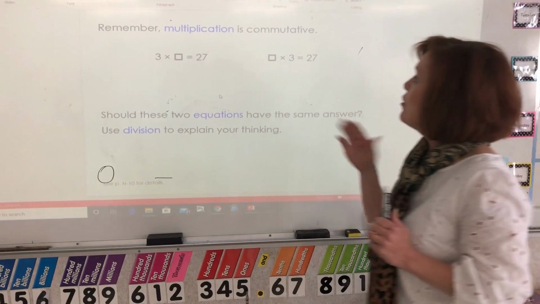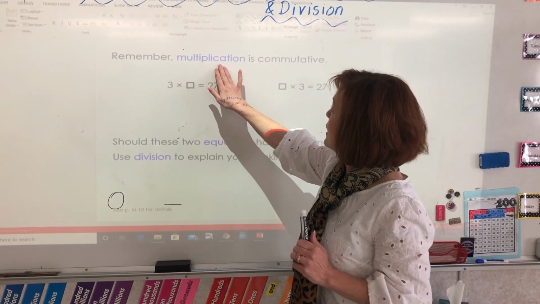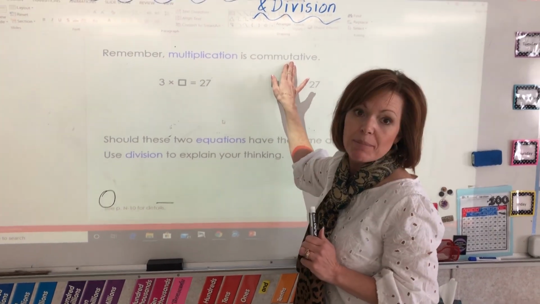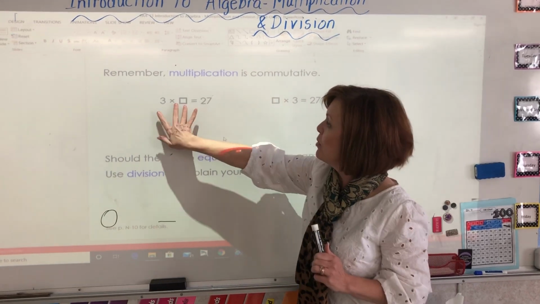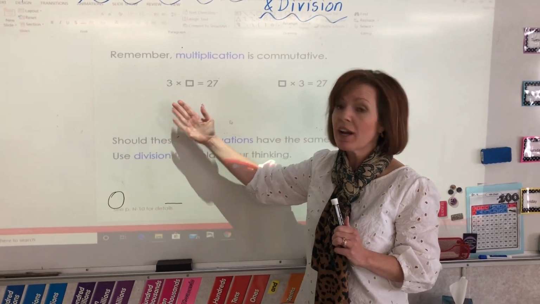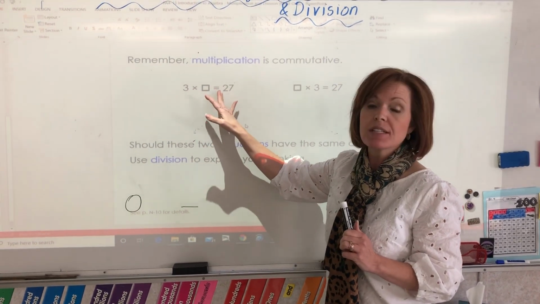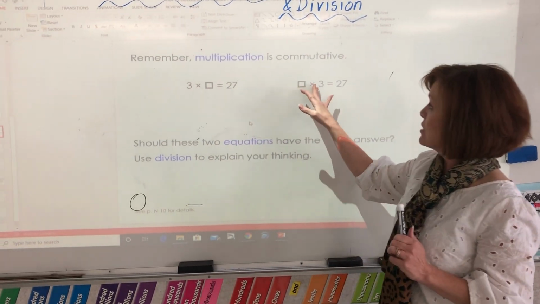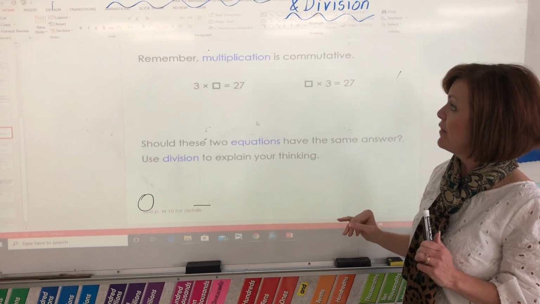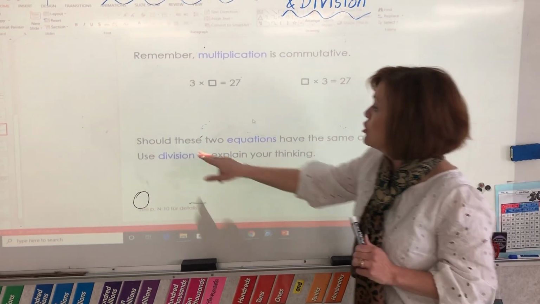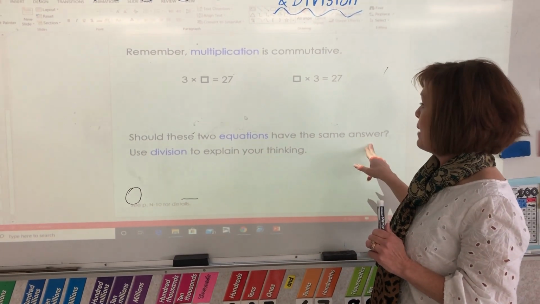So, another thing you need to remember is multiplication is commutative. What does that mean? It means that you can multiply 2 numbers in any order and always get the same answer. So 3 times box equals 27, or box times 3 equals 27. True. Should these two equations have the same answer?